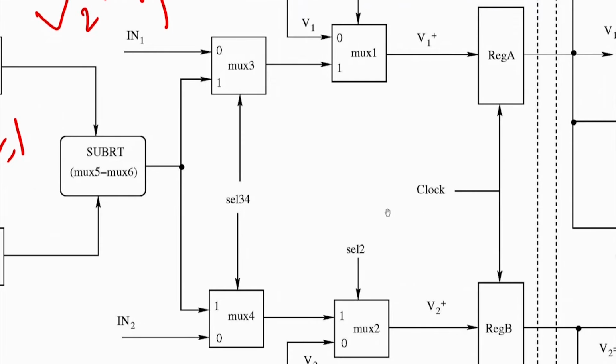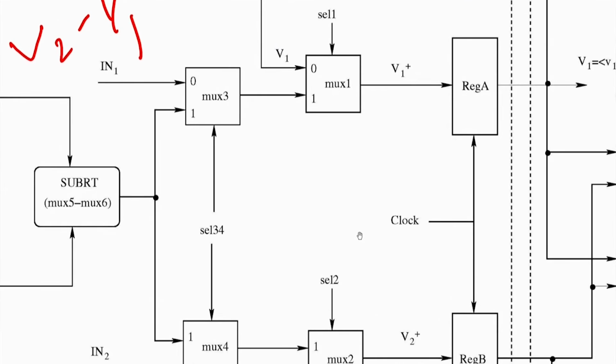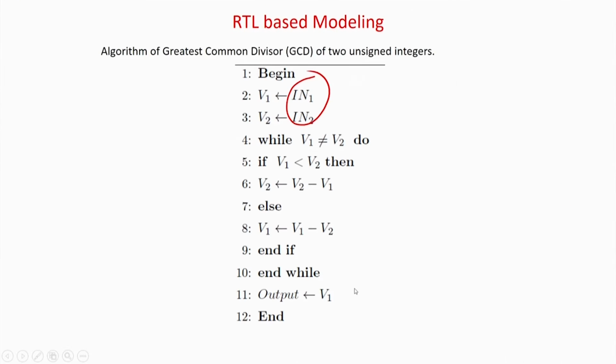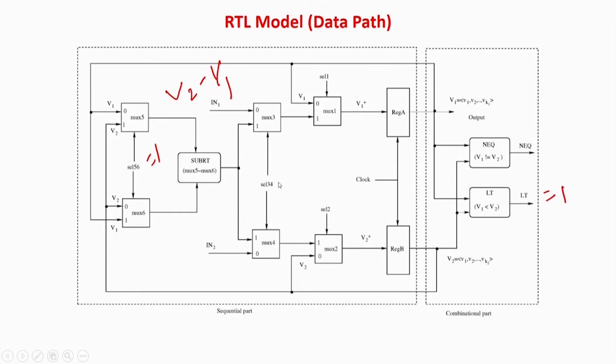Now V2 minus V1 will be latched to register 2. Because if you look at the algorithm, V2 minus V1 will be latched to V2. So now again I am coming back.